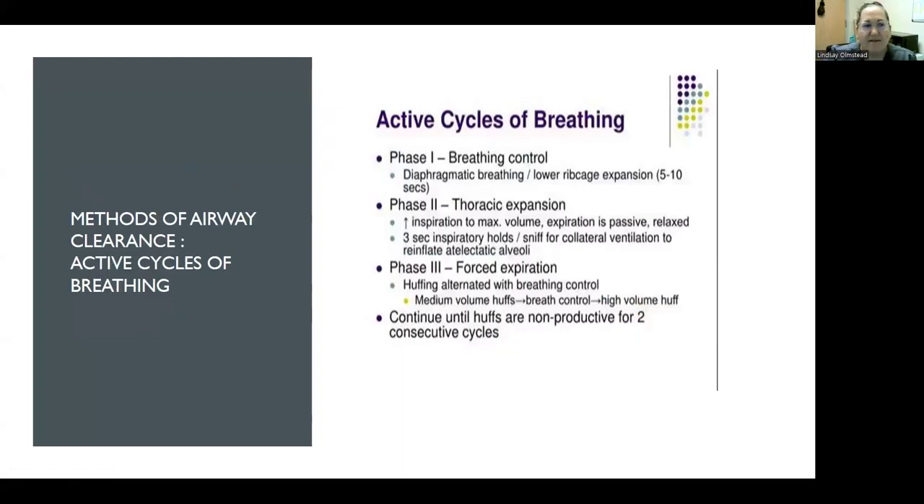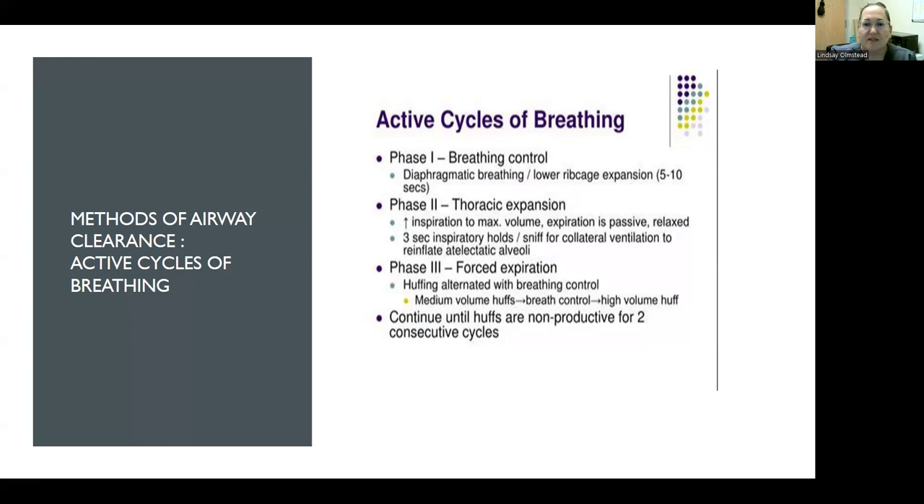The next, we have active cycles of breathing. Again, the degree of the patient effort is going to determine if this is effective. If they have that effective cough, the caregiver's ability to teach this, if you don't teach this or use this a lot, then you're not really going to be able to effectively walk somebody through how to do this. The age of your patient, we don't do a lot of this at the PEDS hospital because it's very hard to teach these kids how to do this.